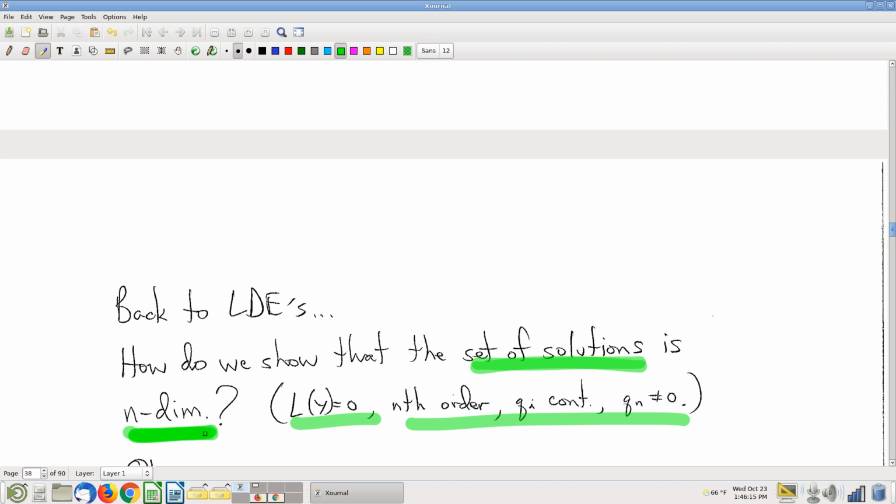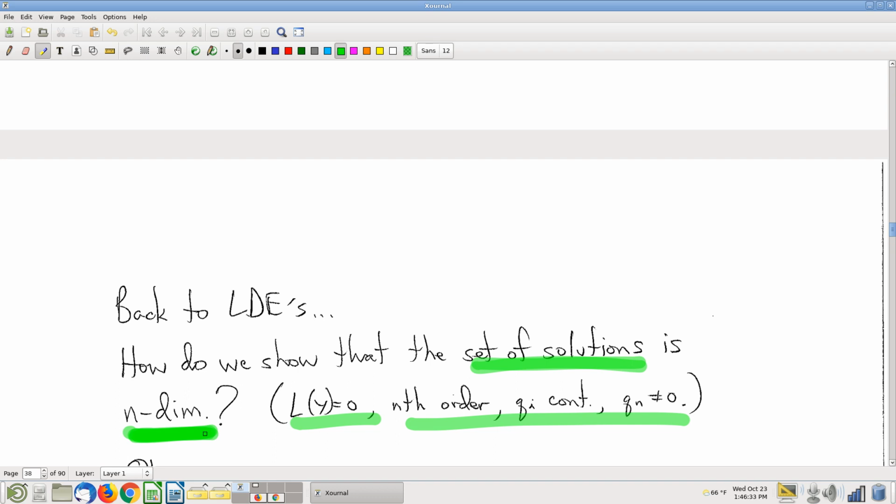Now, we did prove at the time that it was a vector space. Now, it's just a subspace argument. But I never proved that it was n-dimensional. We used this a lot. Right? I mean, we relied on this fact, I'd even say, in chapter 4.